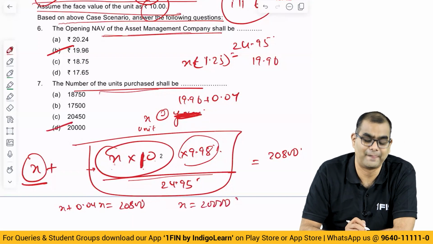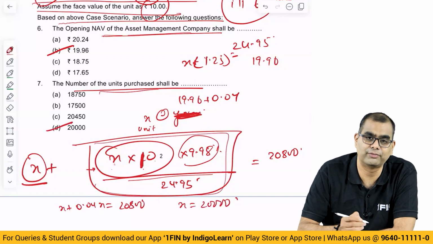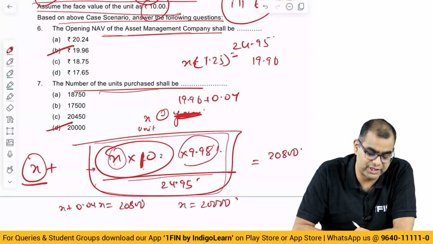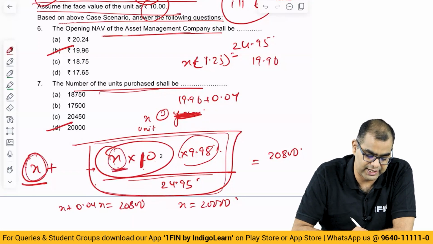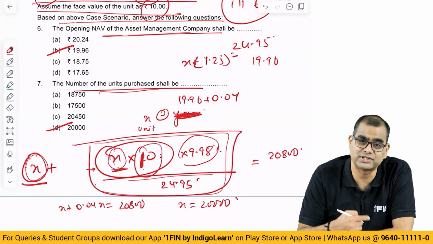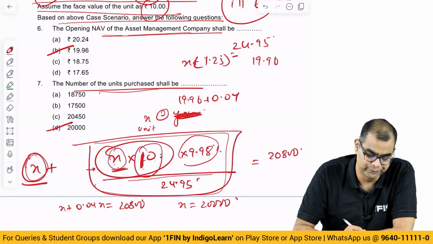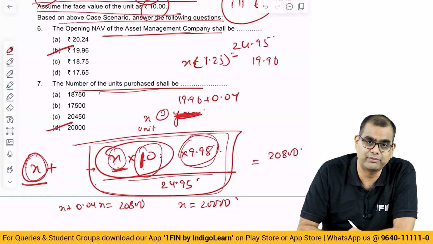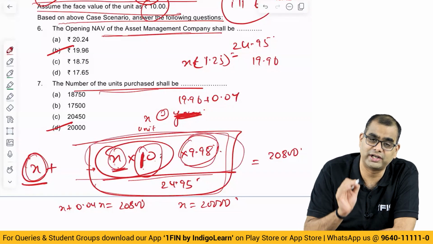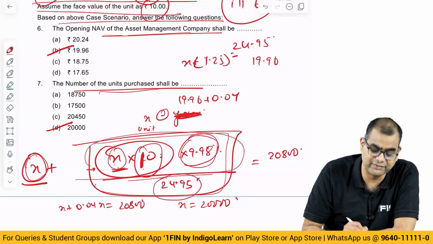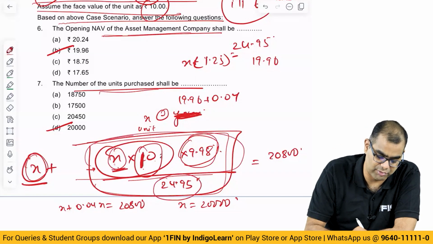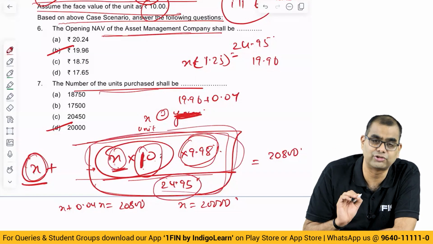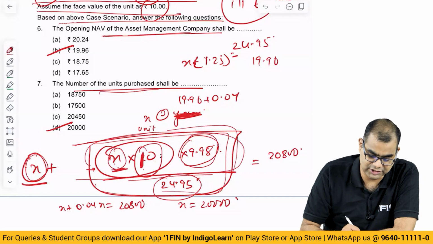This is the answer. You have to make an equation here. What did I do? Originally he invested X units. So his current original units is X. How much is the dividend units? He got X units into 10 rupees face value, because dividend is declared as a percentage of face value. And what is the dividend percentage? 9.98. The numerator gives you the total dividend amount, which was reinvested in the fund at 24.95, the closing NAV. So he got this number of units. This units plus original units is equal to 2800. Solve for X, you get the answer as 20,000.